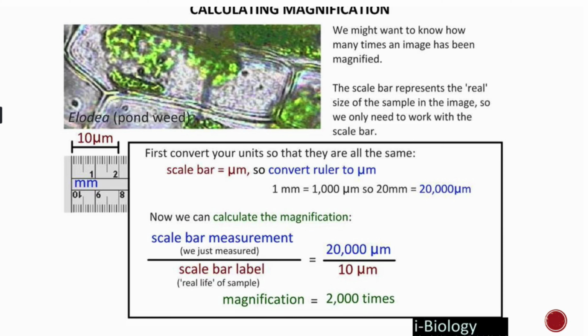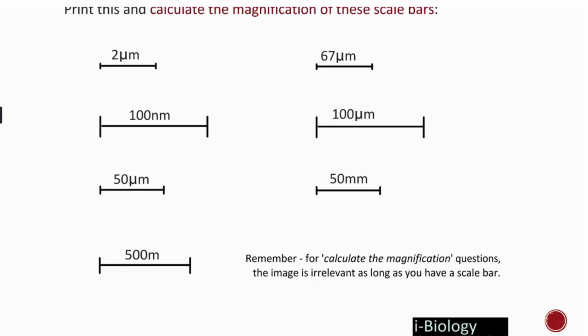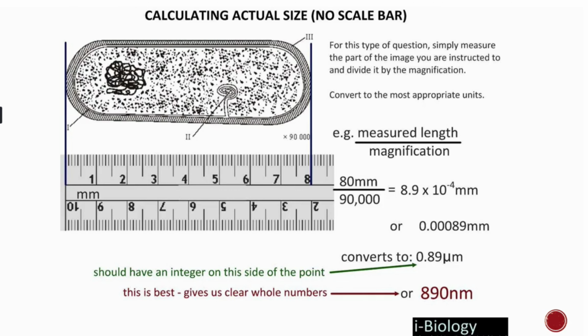Then we convert it to micrometers. It will be 20,000 micrometers. 10 micrometers is the actual size of the cell, but 20,000 micrometers is the magnified size. We take the magnified size and divide it by the actual size, and we get a magnification of 2,000 times. So this picture was magnified by 2,000 times. We need a ruler to put over the scale bar, measure, and find the magnification.